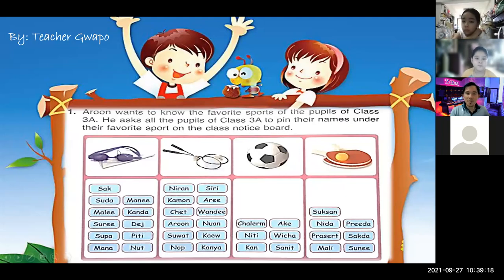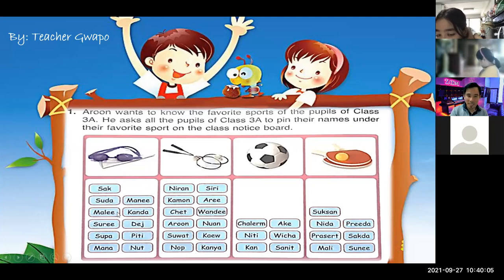If you like swimming, write your name here. If you like badminton, write your name here. If you like football, you write your name here. If you like ping pong, just write your name here. Now you can see here that Zach, Suda, Mali, Sori, Supa, Mana, Mani, Kanda, Deji, Piti, and Nat like swimming. And here, Niran and Siri like badminton. Chalerm, Khan, Niti, Sanit, Wicha, Eik like football. And Soksan, Nida, Praset, Mali, Sunny, Sakda, Prida like ping pong, right?